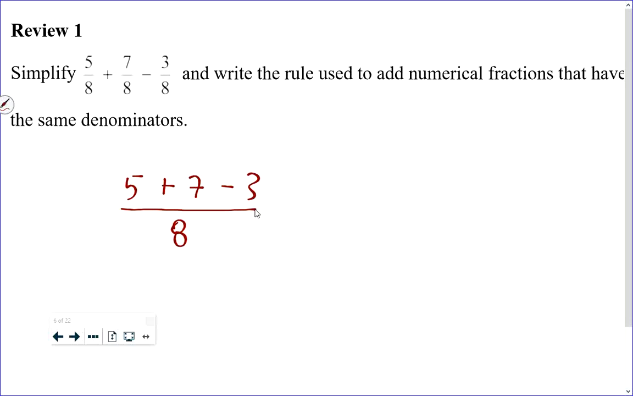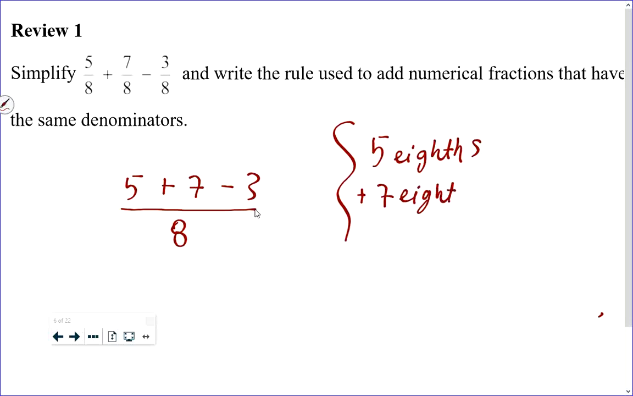But there's a reason. And the reason is, and you don't need to write this down, 5 over 8 is 5/8, isn't it? 5 over 8, can I call it 5/8? Sure. And I'm going to add 7/8, and I'm going to subtract 3/8.